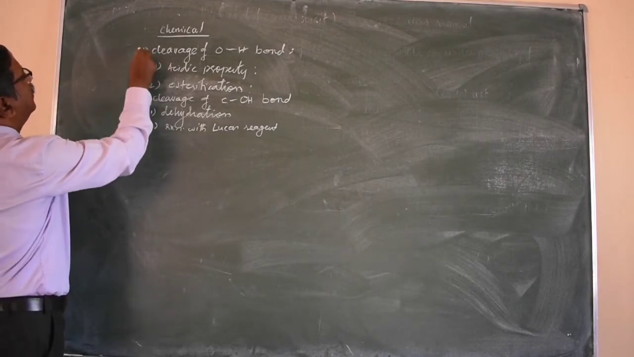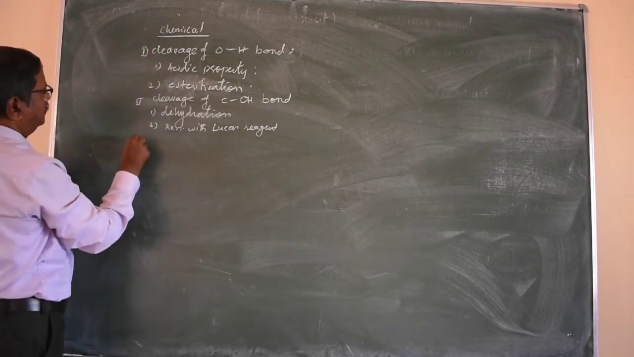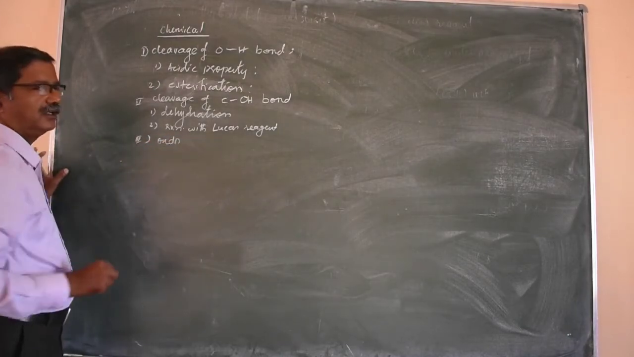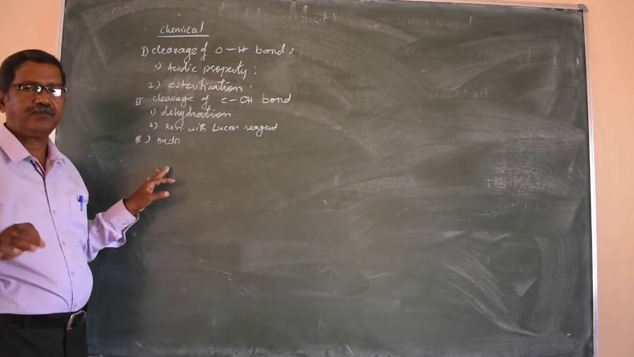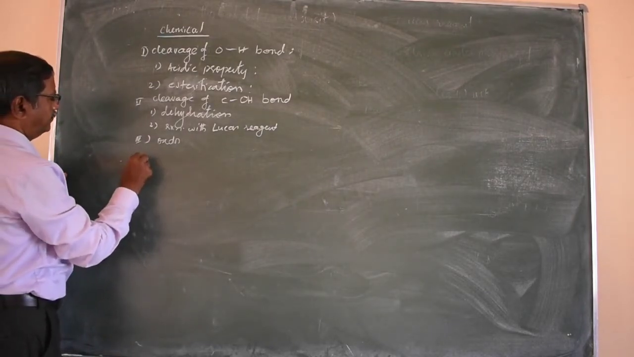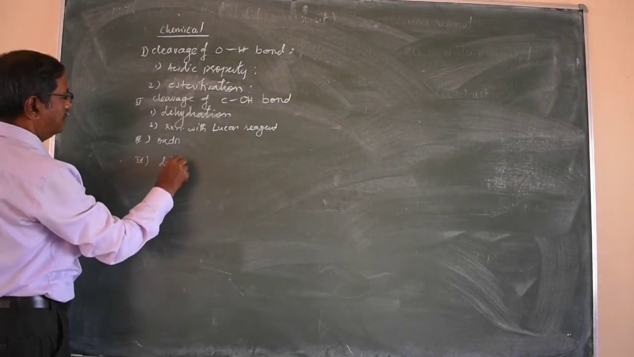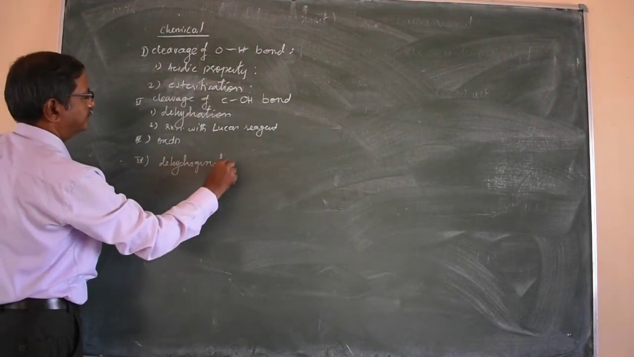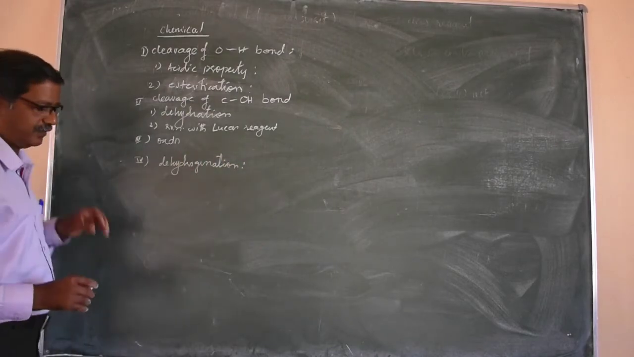And afterwards, we have the next property. Third one is oxidation. In oxidation, you have to remember the oxidizing agent. What type of oxidizing agent are you using? Fourth one, dehydrogenation. So all these things you have to remember.